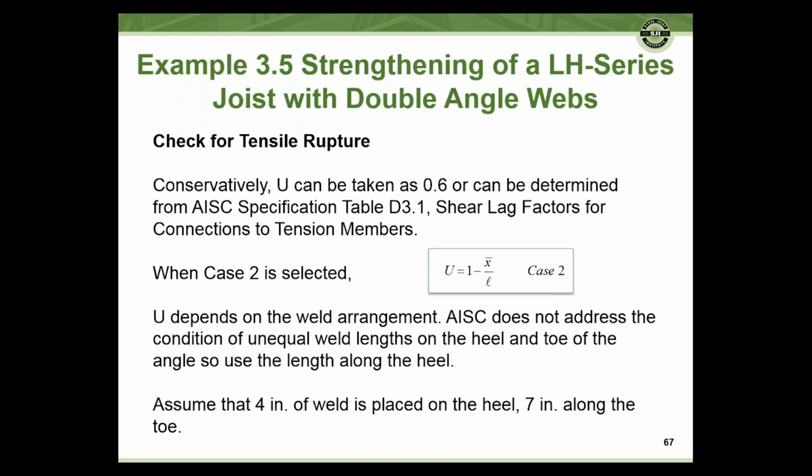The U for that weld arrangement in AISC doesn't really address unequal length welds. So when you have a heel and toe weld, we look and ask, how much weld do we have? We can say we have 7 inches on one side, 4 on the other. So we're going to use the shorter of the two lengths for our L.